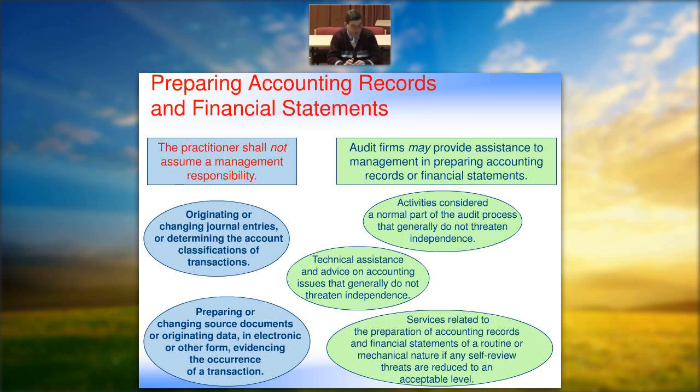And again, services related to the preparation of accounting records and financial statements of a routine or mechanical nature are fine. And I suppose I should also have mentioned earlier, as well as what we call the self-interest threat, there is a thing called the self-review threat. The self-review threat essentially arises from the fact that you may, as an auditor, end up reviewing something that you did yourself. So if you prepare the financial statement and then you audit it, clearly there is at least a risk, or at least a perception of a risk, that, because you did it yourself, you couldn't be described as auditing it properly.